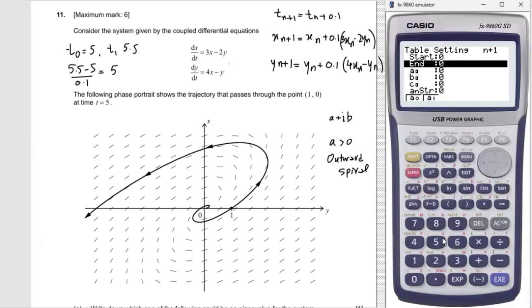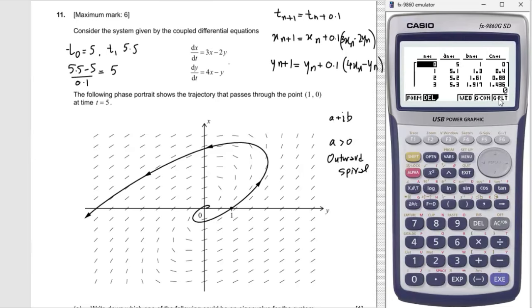The n should be a 5. Okay, all right. So the initial t value is 5. The initial x value is 1. And the initial y value is just 0. So everything is set and done. Let's execute, get the table.